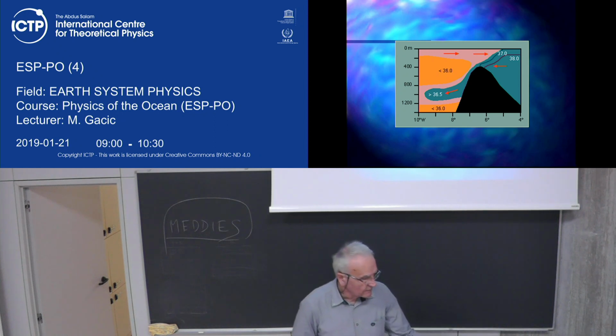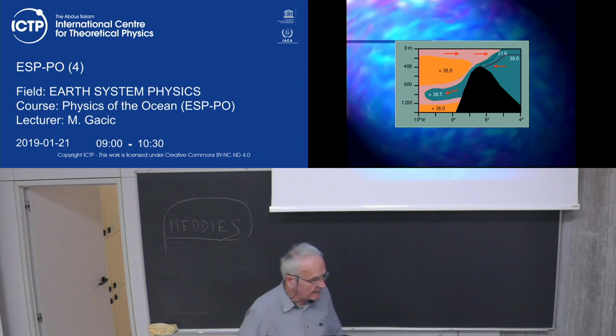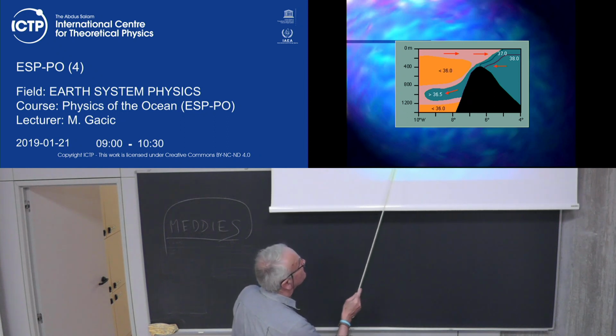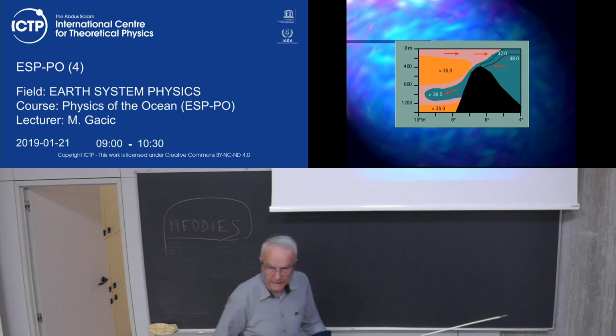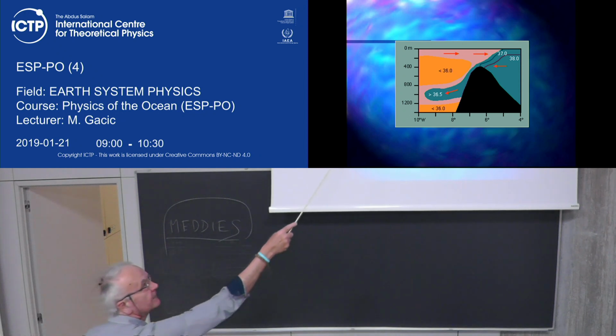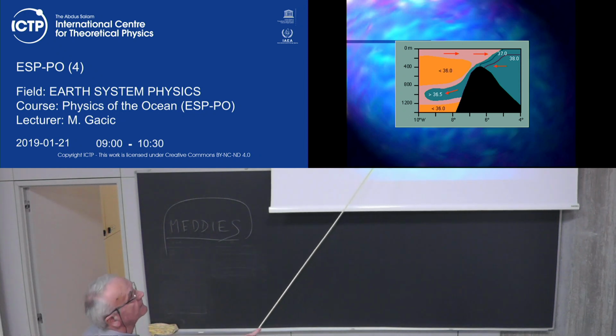And here is how this tongue looks, and you can see this 36.5. So it has larger salinity on both sides, both of deeper and a shallower layer in the Atlantic. And why does it stay there? It stays there because in the vertical the density increases with depth.